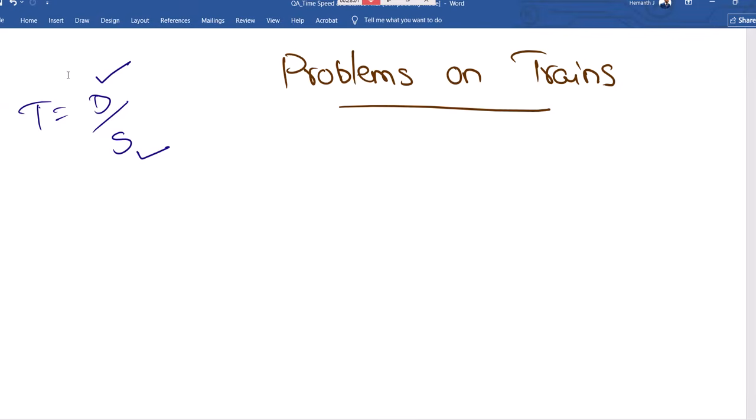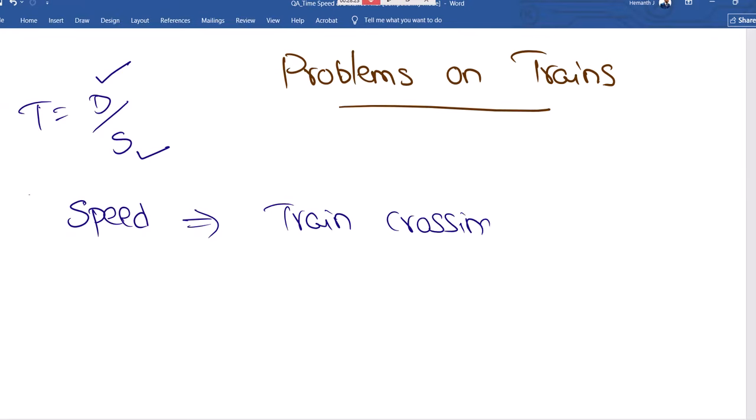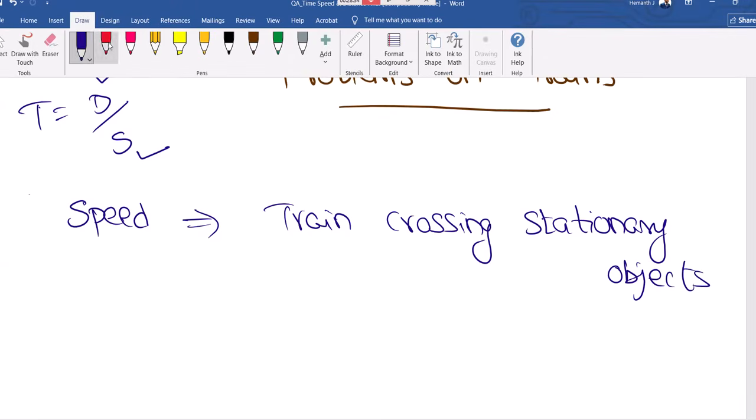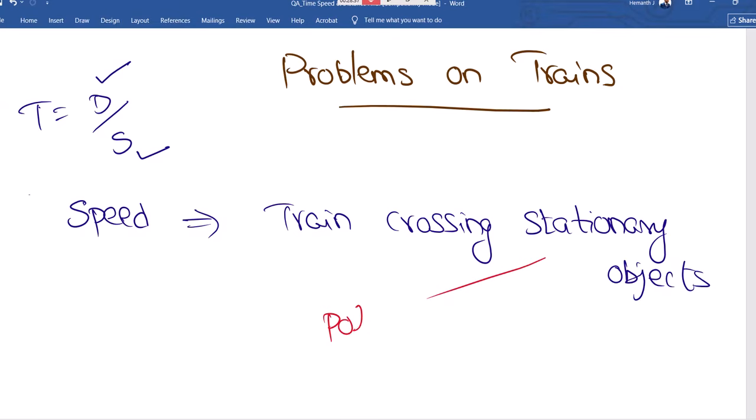Okay. Now, why I mentioned this is, let's say in this problems on trains concept, a train is crossing a pole. When a train is crossing a pole, what should be the speed? I'll give you all those examples. I'm focusing on the speed parameter now. When a train is crossing stationary objects. What are the stationary objects, sir? Train crossing a pole. Train crossing a man standing.